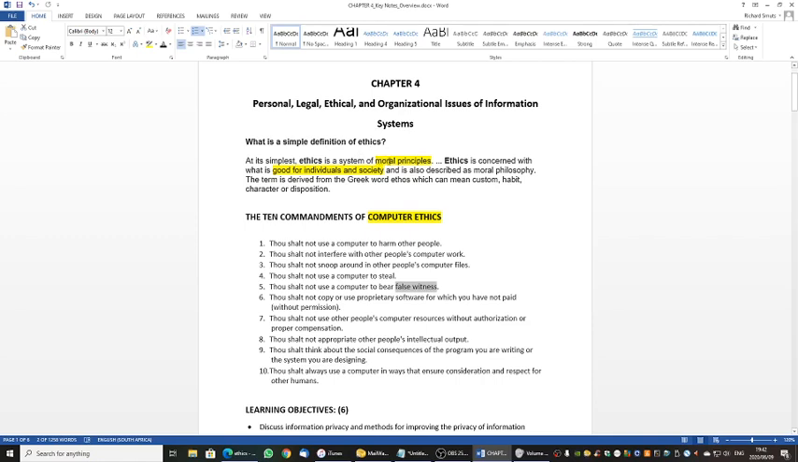It's a system of moral principles. It's also concerned with the good for individuals and society, known as a moral philosophy. Basically, what we have here when we deal with computers is the 10 commandments of computer ethics. You should not use a computer to harm other people in any way, manner, or form. You should not interfere with other people's computer work. It belongs to them and it's private. You should not snoop around in other people's files due to confidentiality.